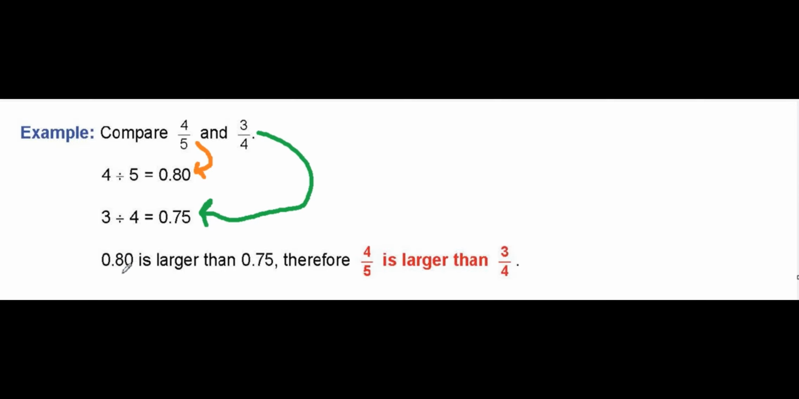0.80 is larger than 0.75. Therefore, 4/5 is larger than 3/4. Again, 0.80 is larger than 0.75. Therefore, the fraction of 4/5 is larger than the fraction of 3/4.